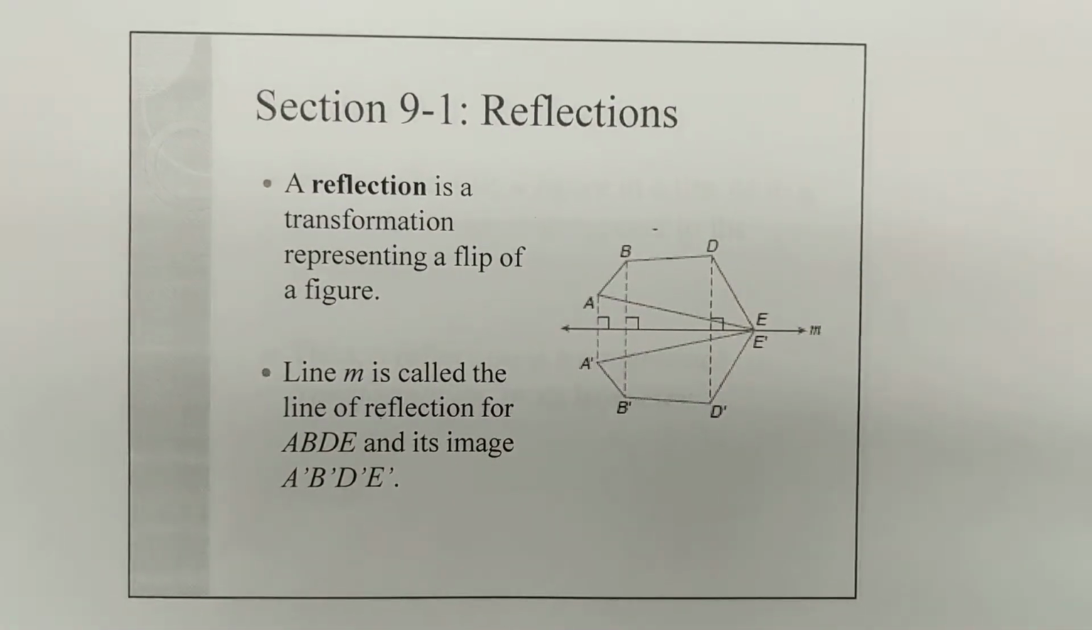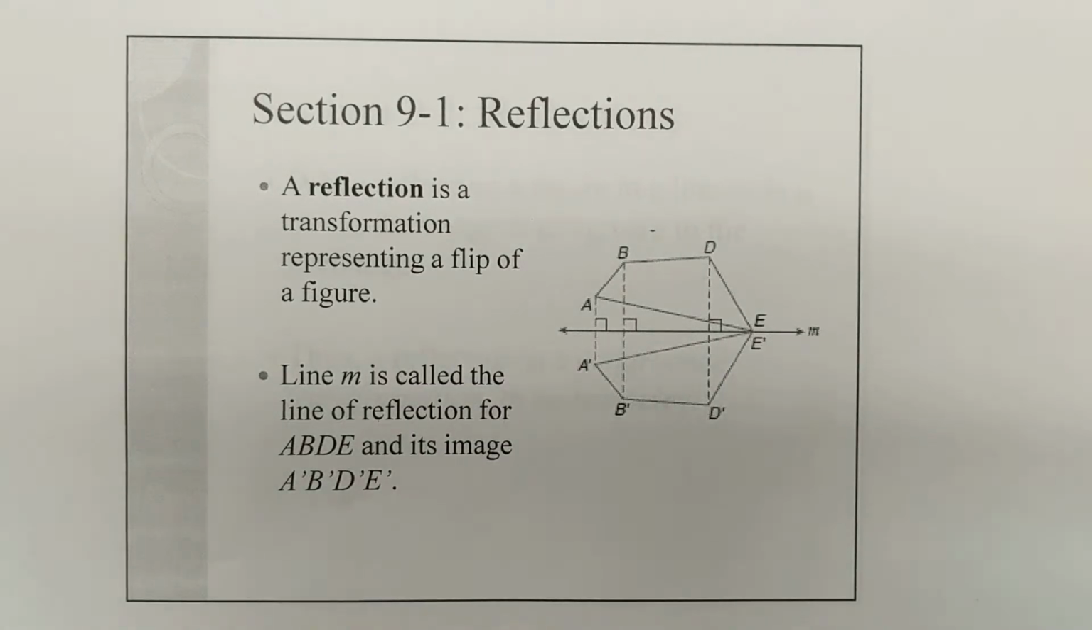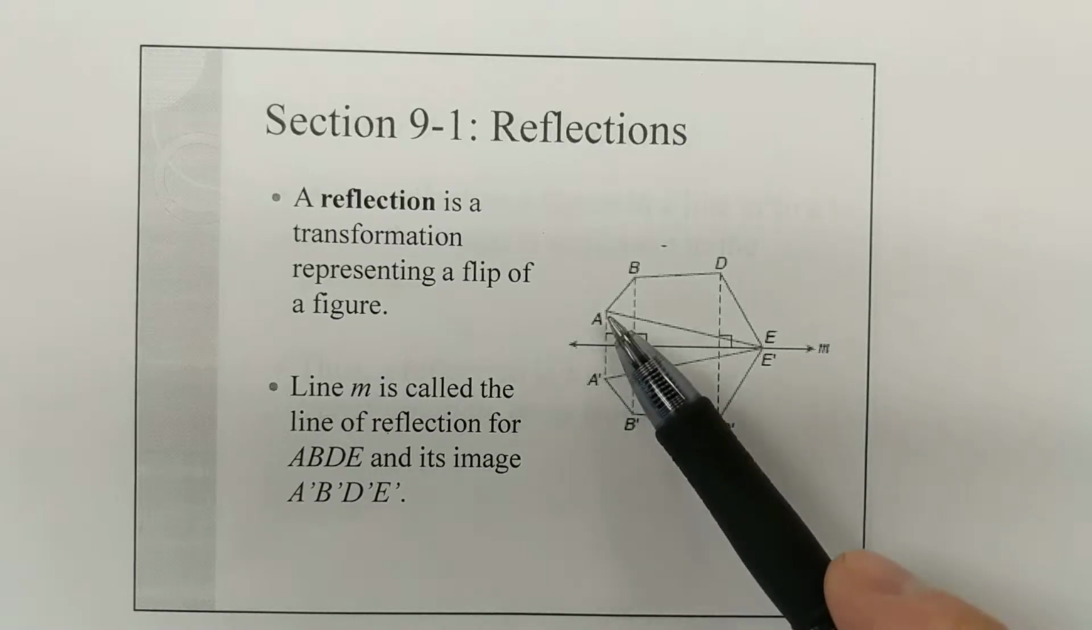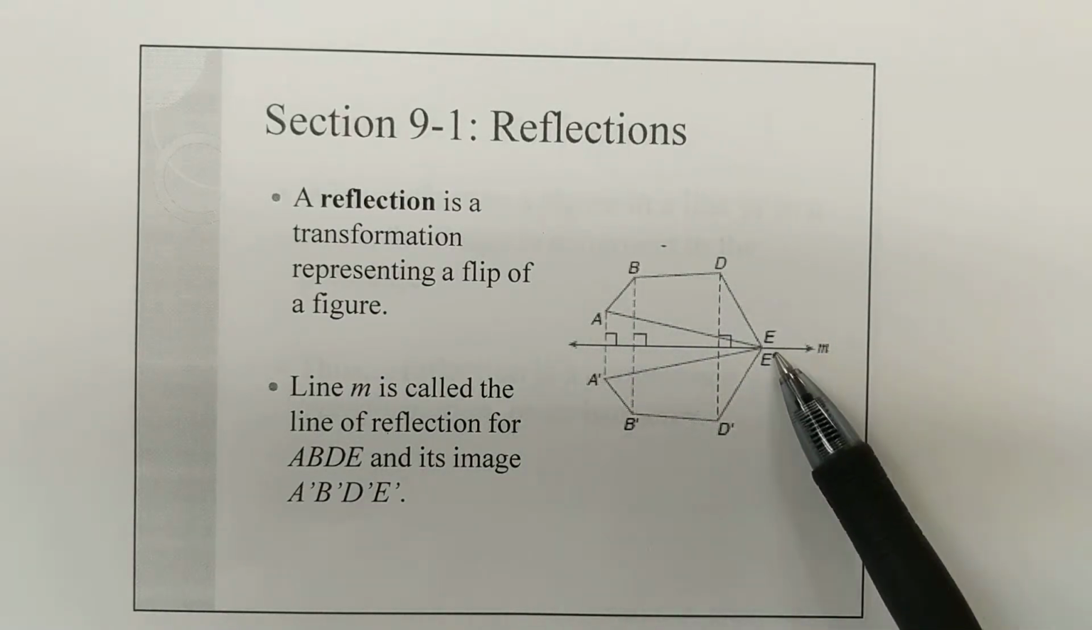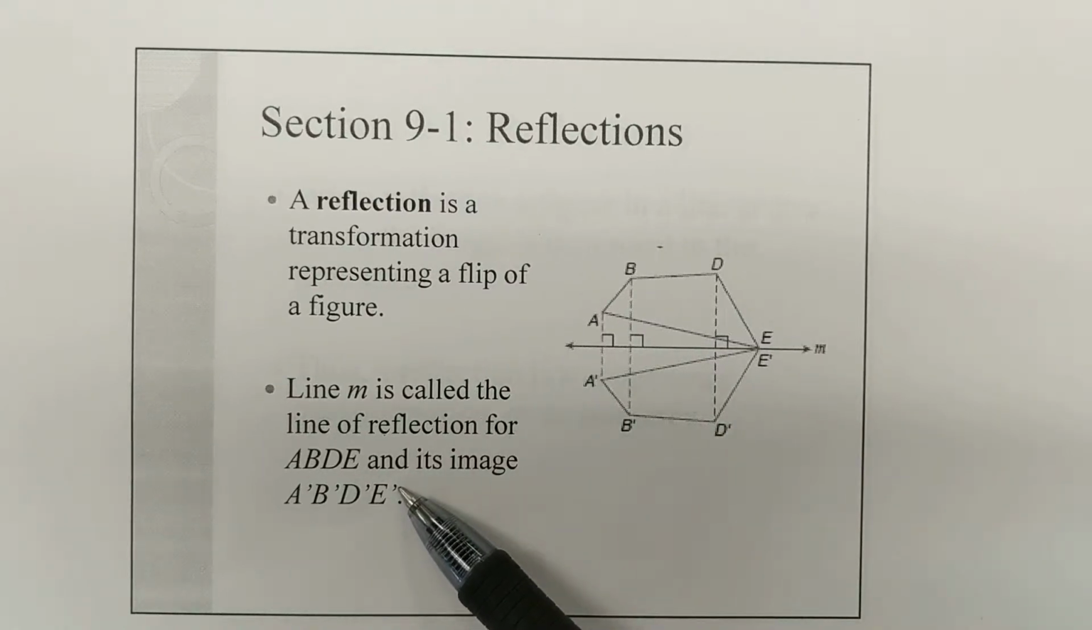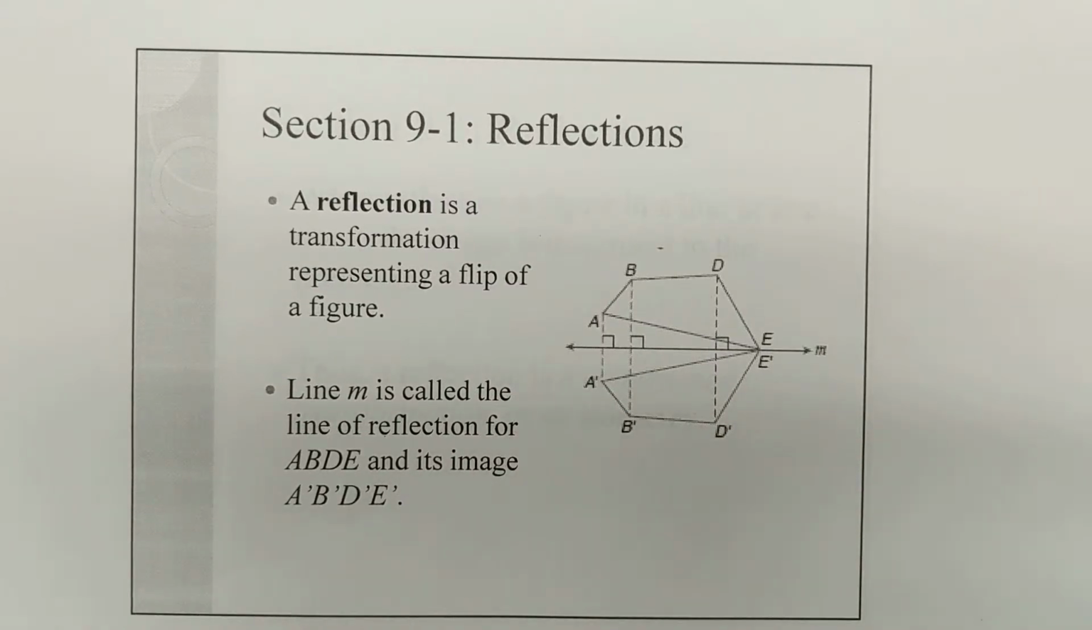So definition-wise, a reflection is a transformation representing a flip in the figure. So if you look at that figure there, line M is the line of reflection, because that's the line about which the shape is mirrored. So your original shape has vertices A, B, D, and E. And then the reflected are down here, A', B', D', and E'. If you notice, the reflections have little apostrophes after them to denote that they are the reflected image.